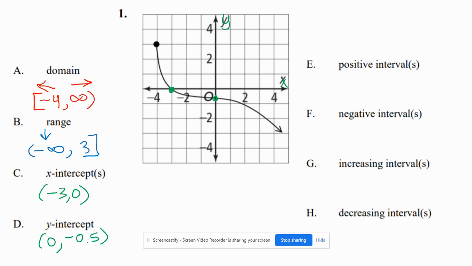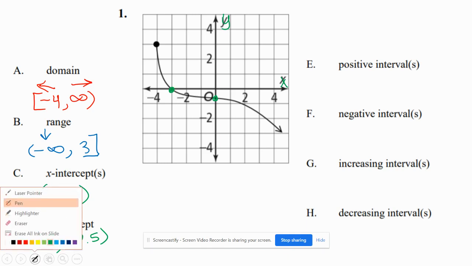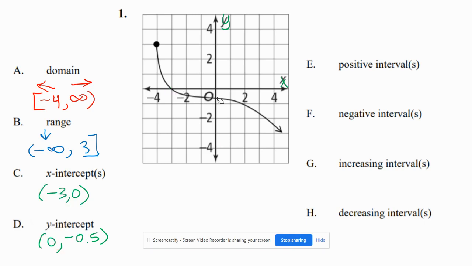Okay. Keep in mind for domain, it is possible to get brackets and parentheses depending on the graph. For x-intercepts and y-intercepts, it will always be parentheses because we're looking at ordered pairs.